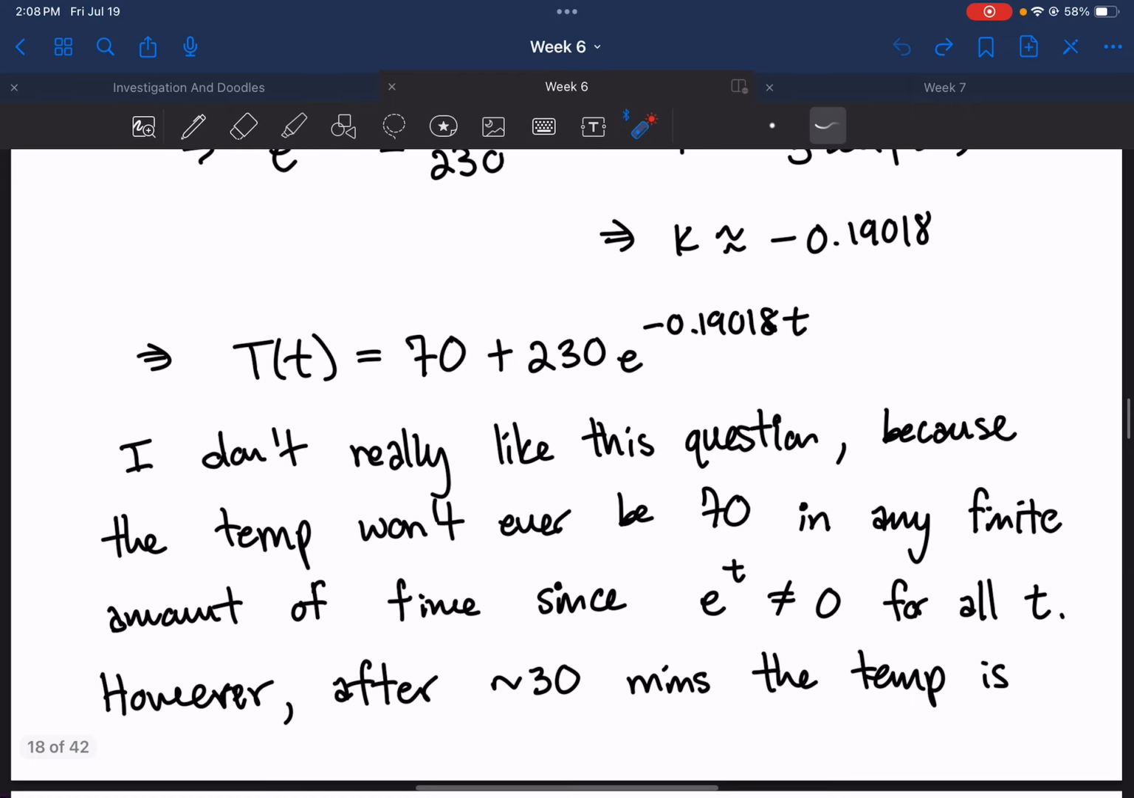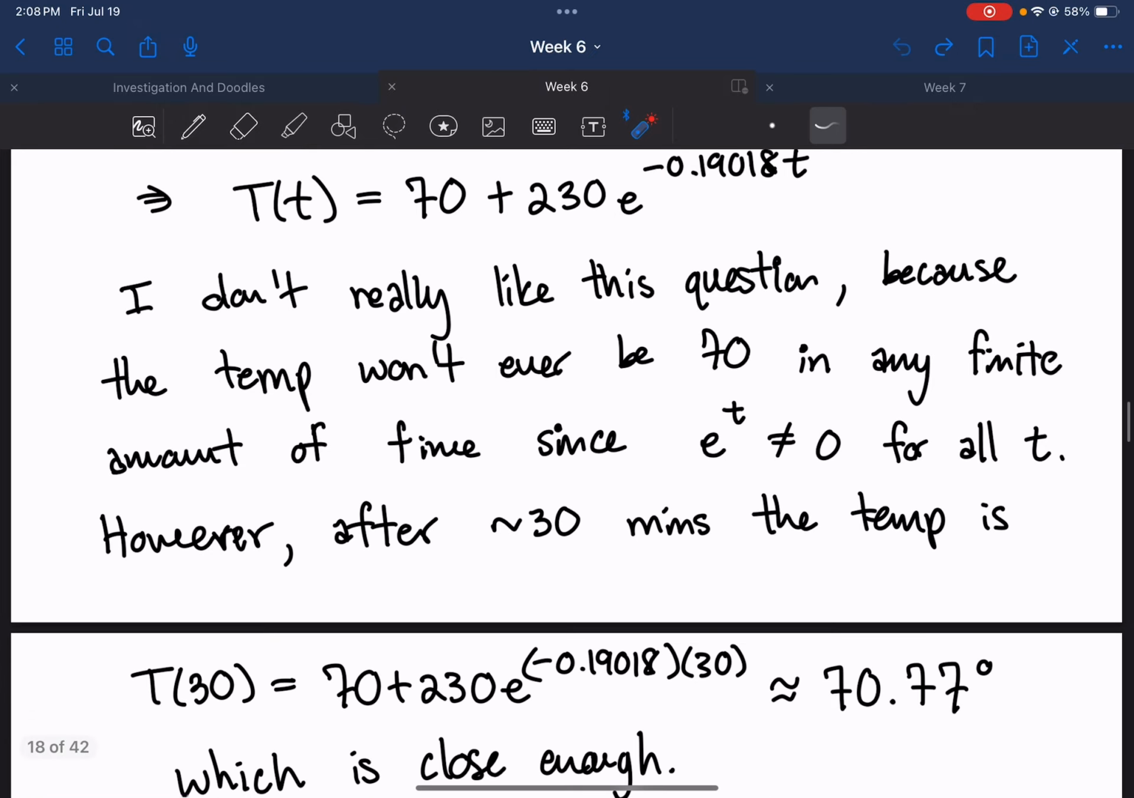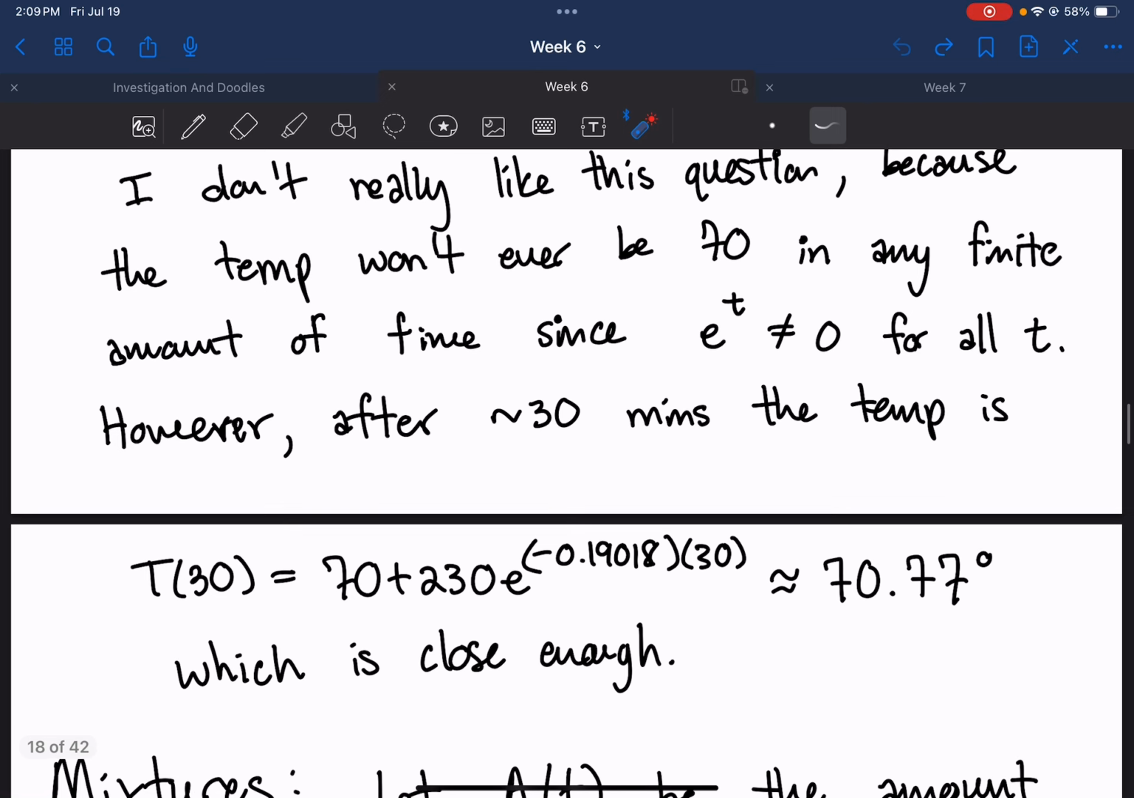I don't really like this question because the temperature won't ever be 70 in any finite amount of time, since this number is never 0, right? This is never equal to 0, which means you always have 70 plus a little bit, always, since this is never 0. However, after a while, 30 minutes or so, the temperature gets down to 70.77 degrees, which is pretty close.